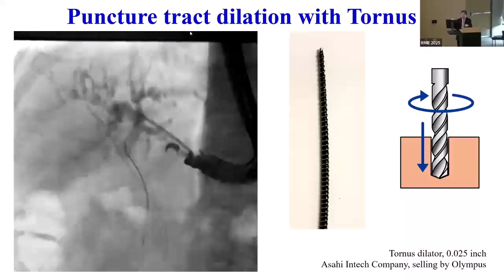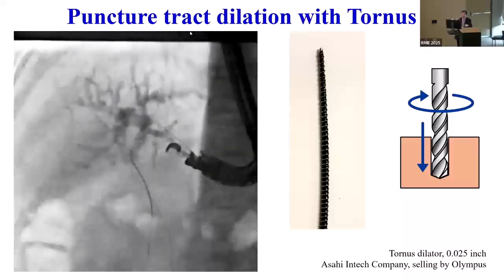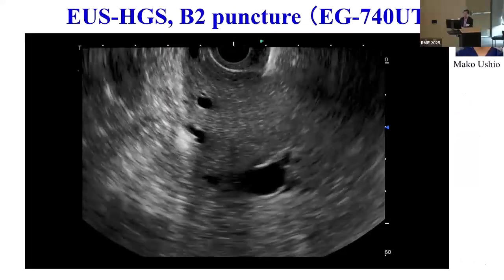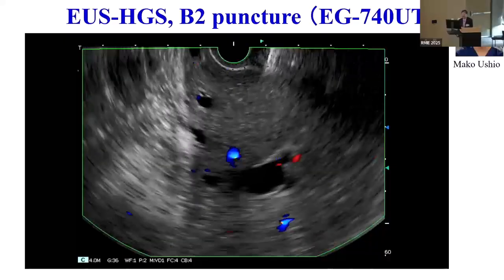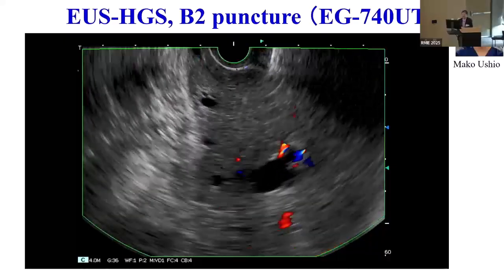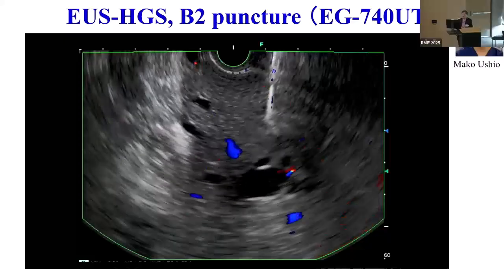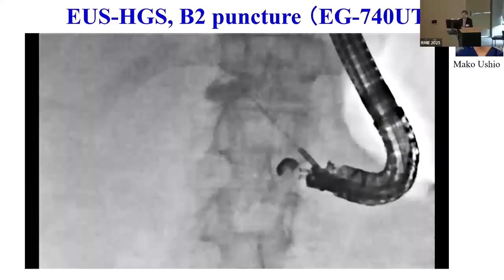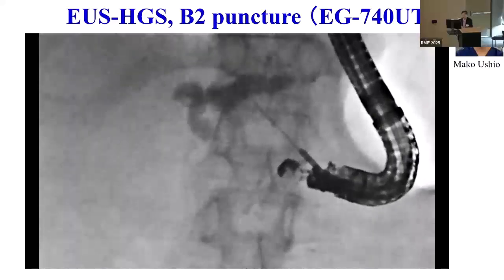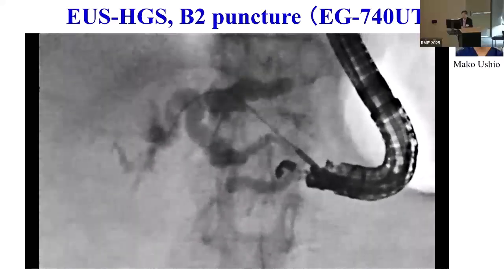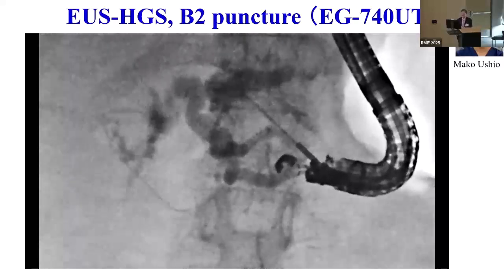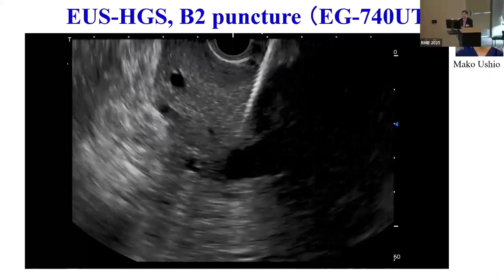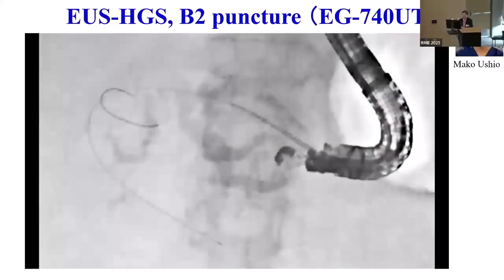So it is a very effective tool to dilate the puncture route. This is our recent HGS for the B2 puncture with a new scope, the 740UT from Fujifilm. Almost a perpendicular puncture for the B2 and the pre-Caesar configuration of the scope, and the guide wire manipulation is very easy, because from the B2 to the CBD it is very easy to pass higher.